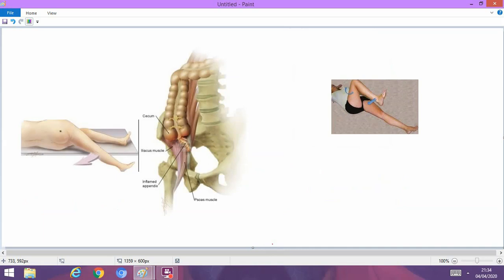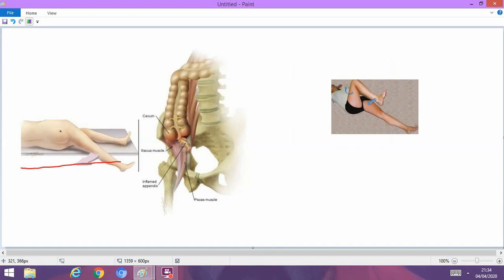Now, there are 3 more specific signs, and these depend more upon the position of the appendix. They are a better indicator of the position of the appendix instead of the infection. We all know that there already is an infection, but these signs will tell about the position where the infection is happening. For example, this one here is called a psoas sign.